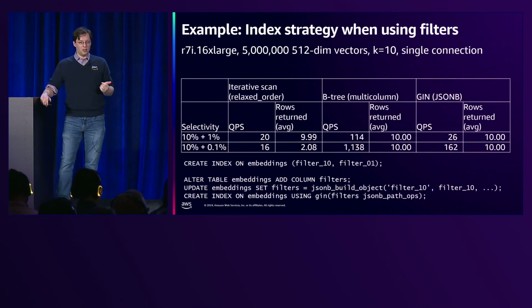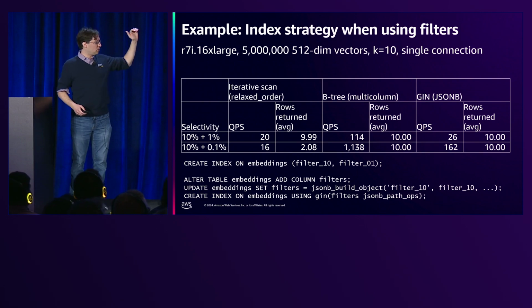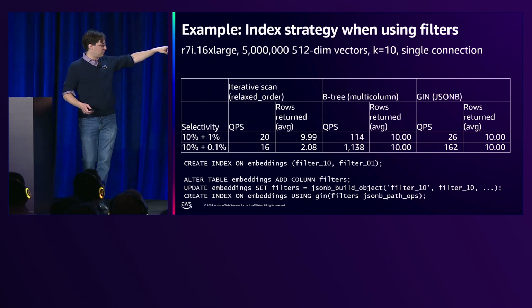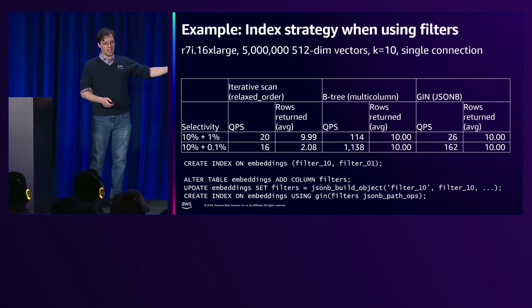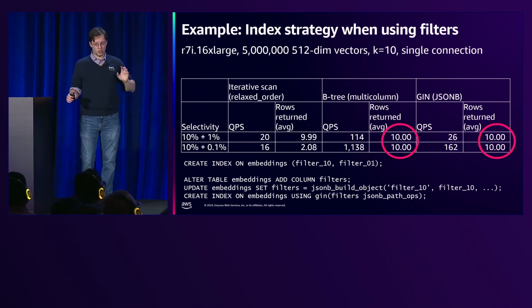Now finally, multi-filters. Multi-filters are fun and something that comes up quite often, like where A equals 1 and B equals 2. So here's a test where we did a multi-filter with these 2 levels of selectivity. We tried 3 different ways of doing it. First, the iterative scan method, then a B-tree multi-column index, which is the first example, and then just putting all the data in a JSON column. So the results are interesting.